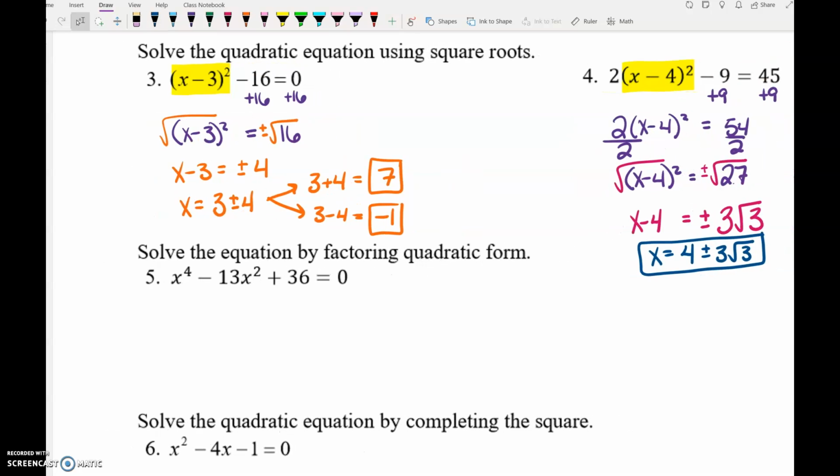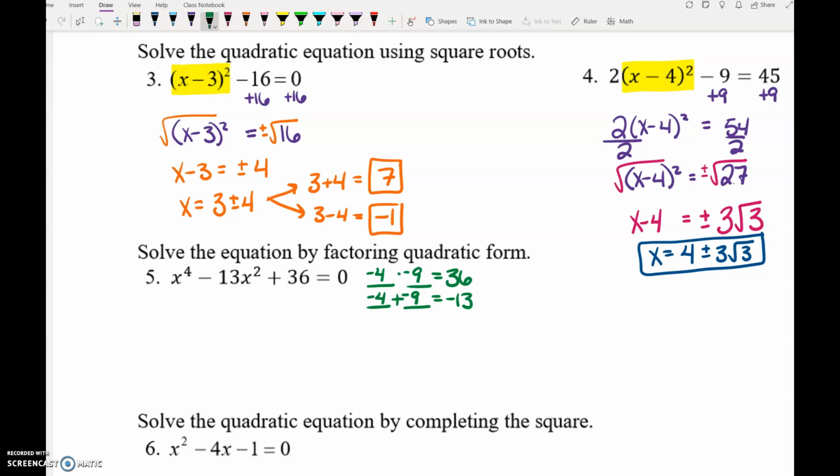Number 5 is another factoring problem, and really you treat it the same as you did with numbers 1 and 2. So we are looking for two numbers that multiply to give us 36. Those same numbers need to add up to negative 13. There's a lot of options for 36. 1 times 36, 2 times 18, that's not going to work. 3 times 12, it's not going to work. 4 times 9, if we had negative 4 and negative 9, that would add up to negative 13. Negative 4 times negative 9 is positive 36.